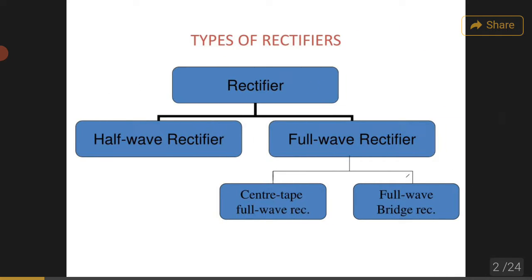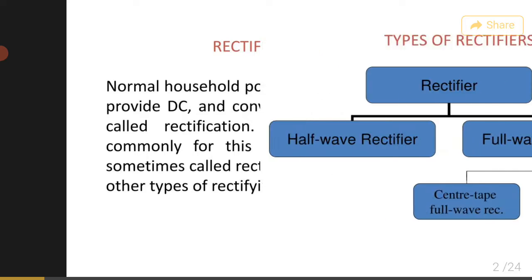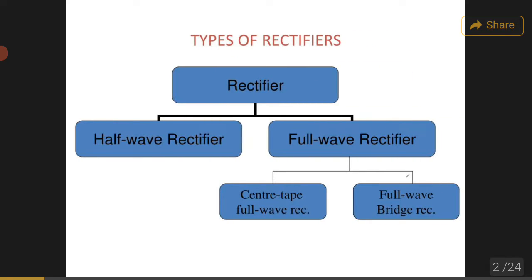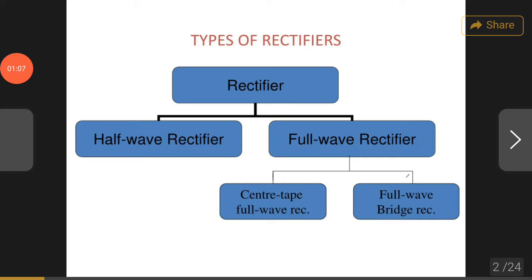There are two types of rectifier. First is half wave rectifier, second is full wave rectifier. Full wave rectifier has two types. First is center tap full wave rectifier and second is full wave bridge rectifier.